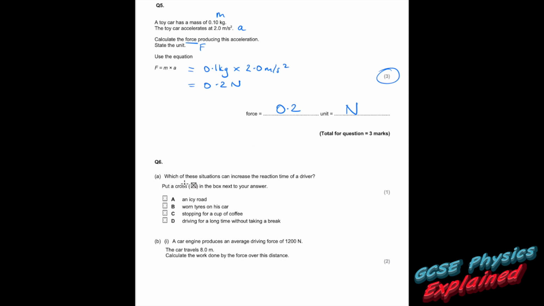Question 6. Which of these situations can increase the reaction time of a driver? Put a cross next to the box. Icy road, no. Worn tyres, no. Stopping for a cup of coffee, no. Driving for a long time without a break, yes. That could make your reactions slower, which means your reaction time would increase. So the normal reaction time is 0.25 seconds. If your reactions get slower, your time could increase to 0.5 seconds.